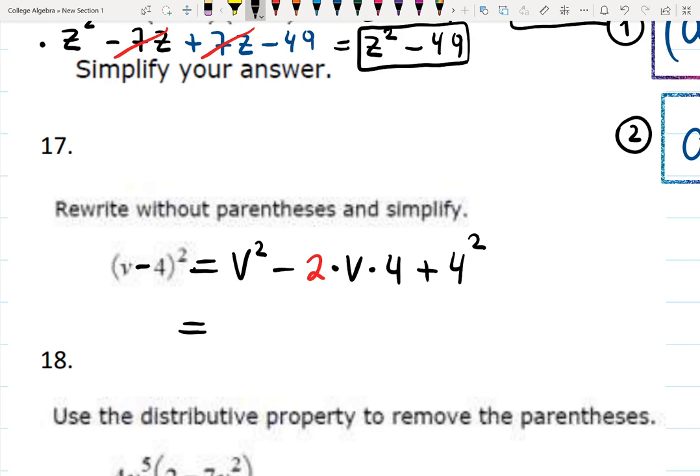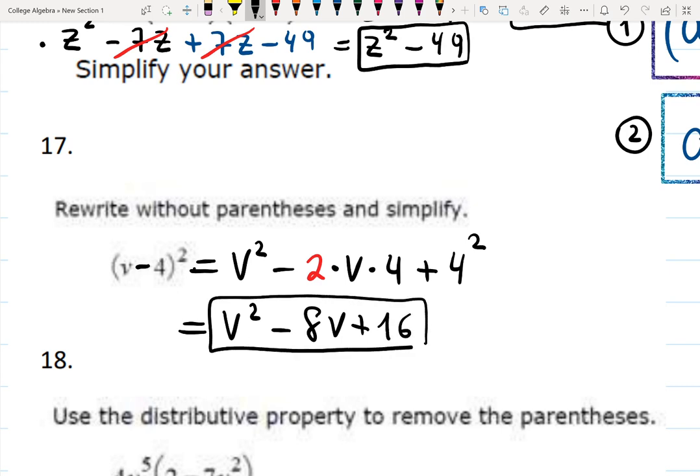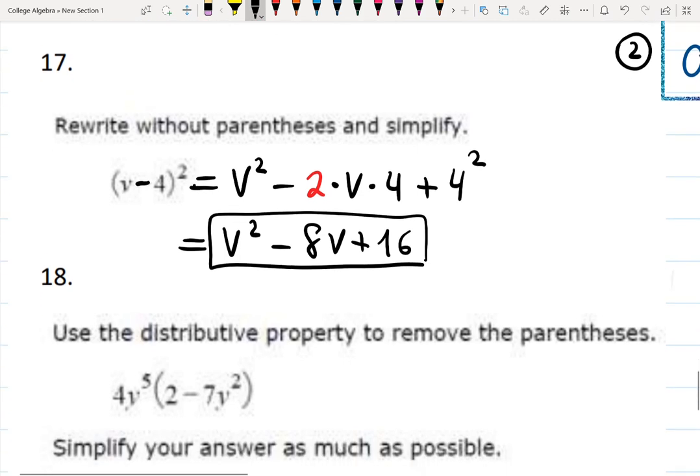Then the answer becomes V squared minus 2 times 4 is 8. So it's 8V plus 4 times 4. That's 16. And that is the answer. The square of the difference. That's what we just did.